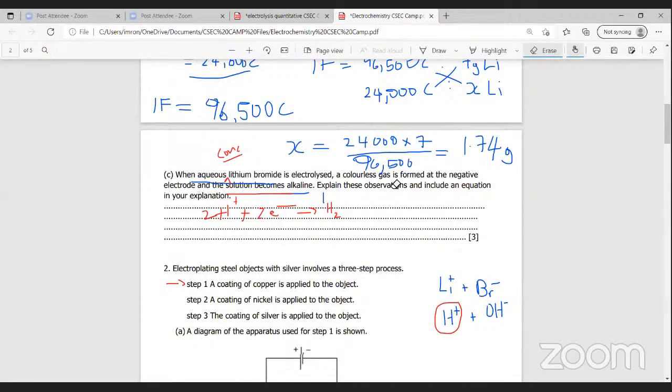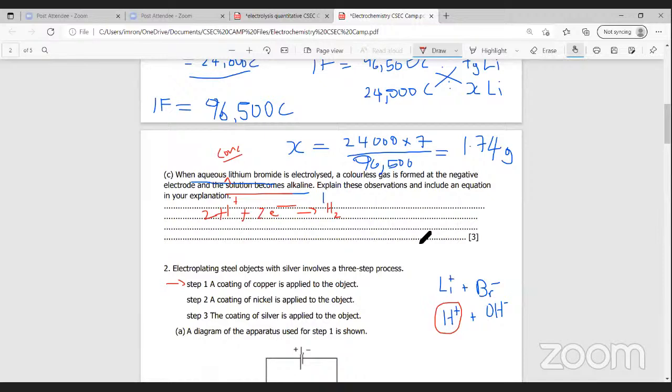So that is how you get the colorless gas. The H plus ions are discharged. The equation they're looking for is 2H+ + 2e- gives you H2 gas. So you explain these observations: you would say hydrogen gas is produced at the cathode, and this is the equation that you would give them.